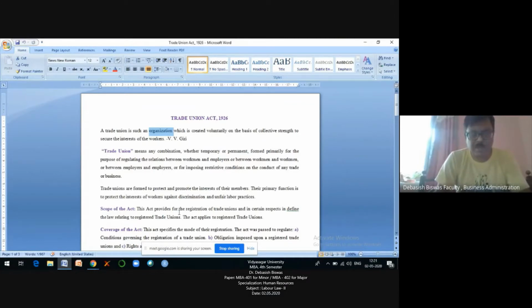Clear? So I'm just sharing a sentence with you. You may note it down. A registered trade union may be recognized. I'm saying it again: a registered trade union may be recognized, but a recognized trade union has to be registered.